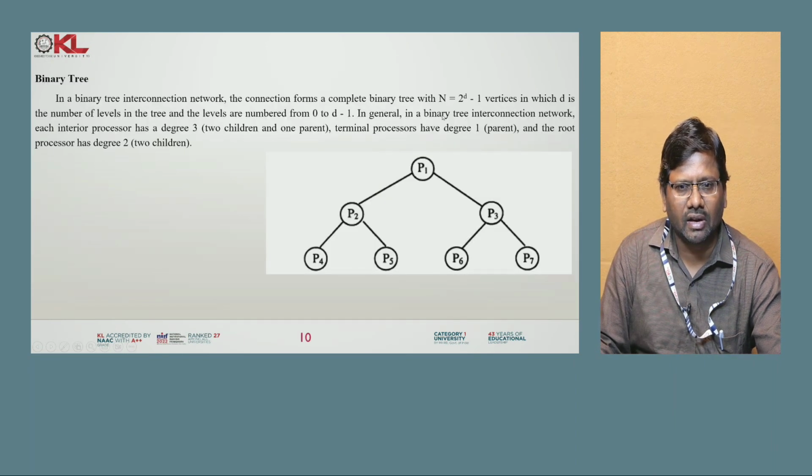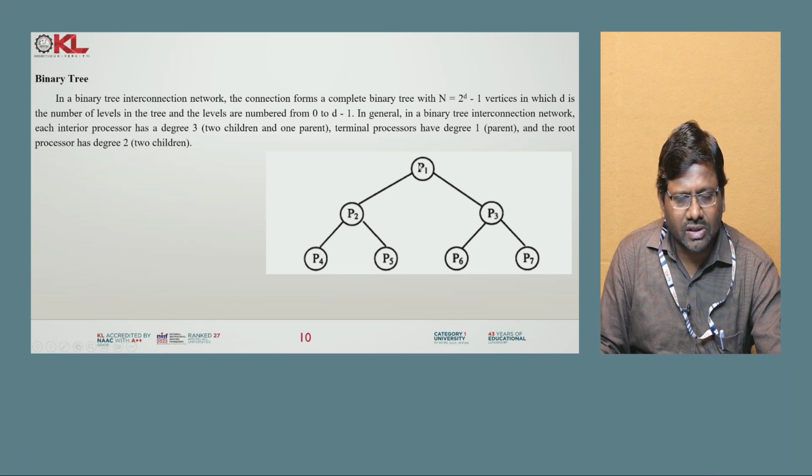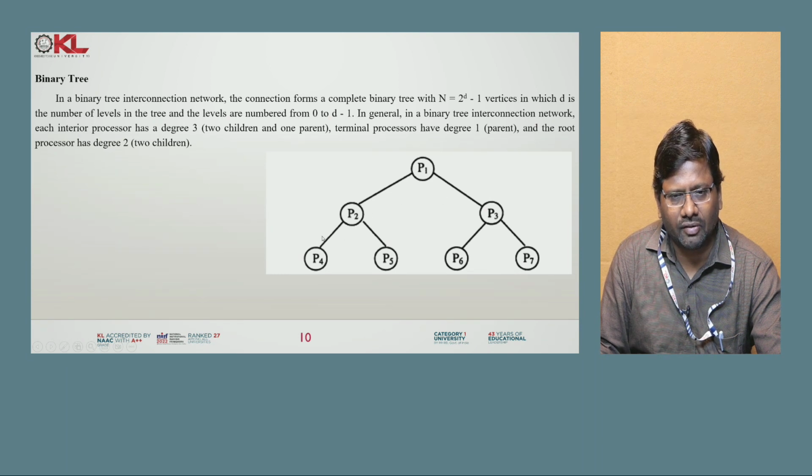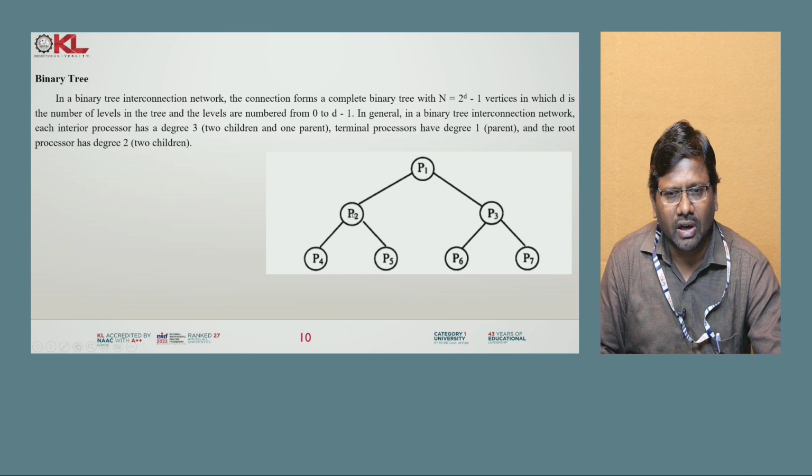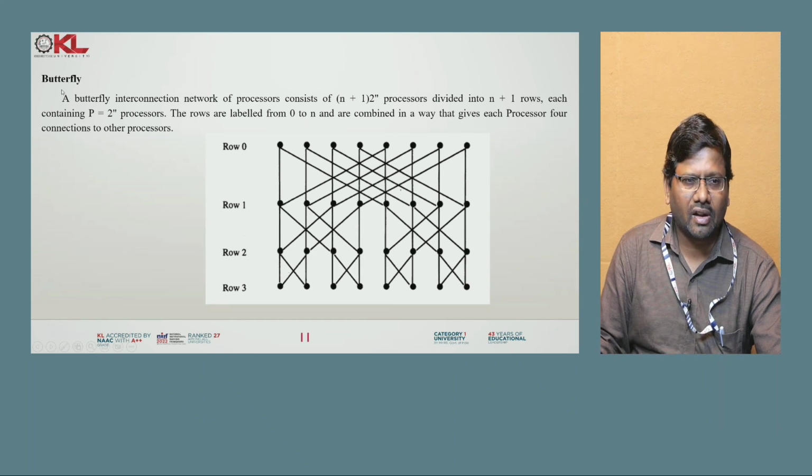Next, binary tree. What do we observe in a binary tree? A root processor is kept at the top level, followed by other processors kept at the lower levels. If you observe this, it resembles a binary structure. That's why we call this kind of interconnection a binary interconnection. Next, butterfly interconnection.